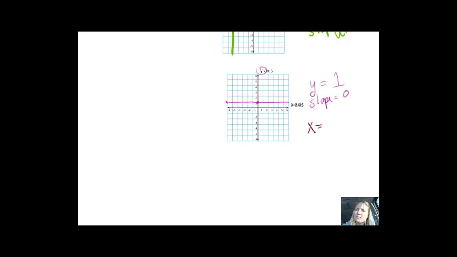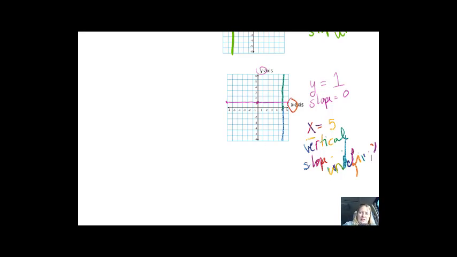X equals 5. So that means the x is 5. So I go to 5. This means my domain is always 5, so it's a vertical line. So this line is vertical. Sorry about that. This line is vertical. Its slope is undefined. It won't let me write. Here we go. Undefined.